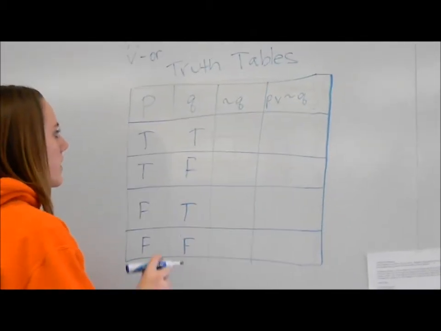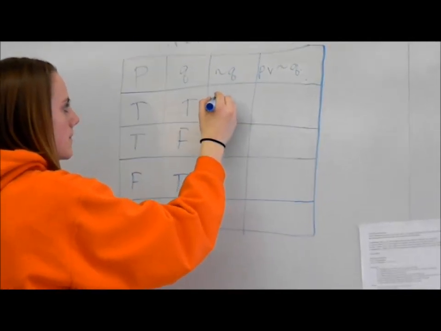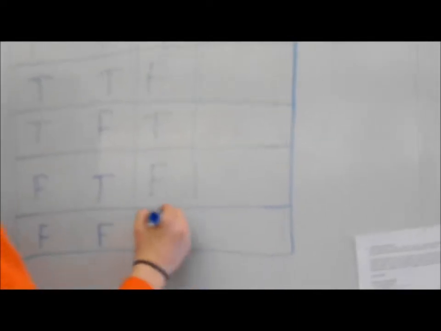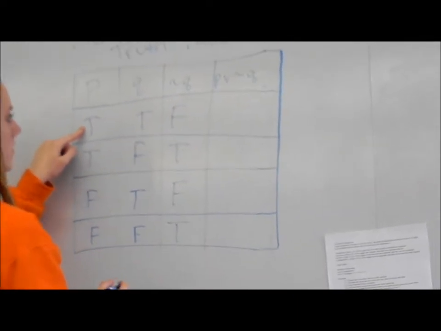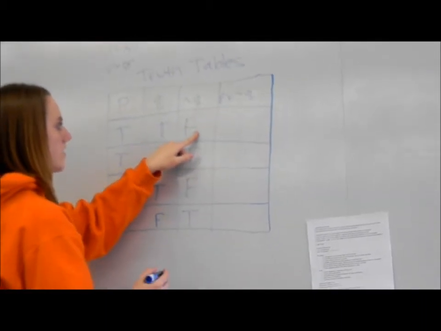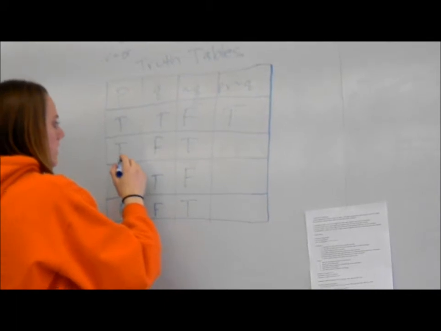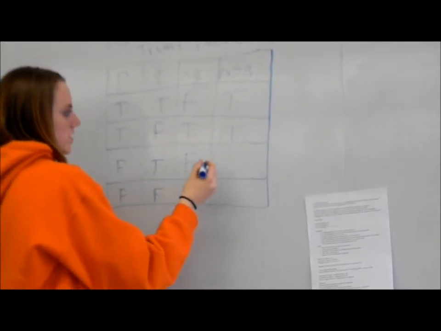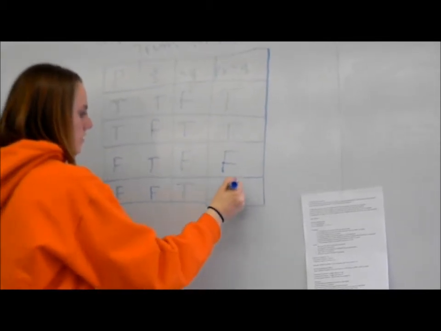For an or statement, only one of them has to be true. So first we have to find the not Q to be the opposite of the Q. False, true, false, true. So to find this, you have to do the P or the not Q. And since one of them is true, the statement is true. In this one, they're both true, so it's true. This one, they're both false, so that would be a false statement. And this one, there's one true, so it would be true.